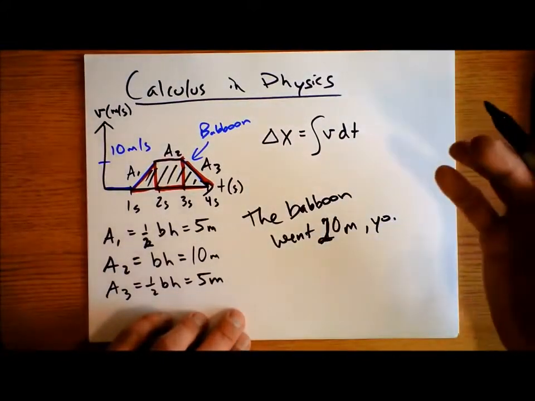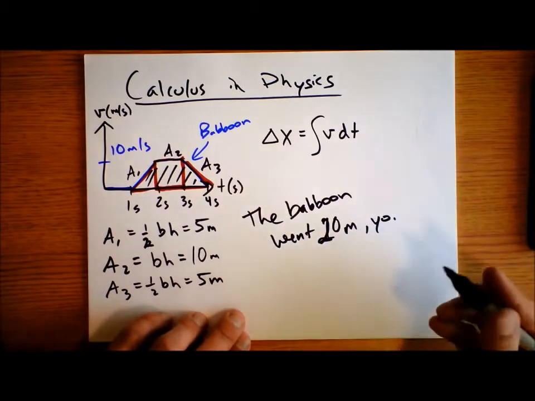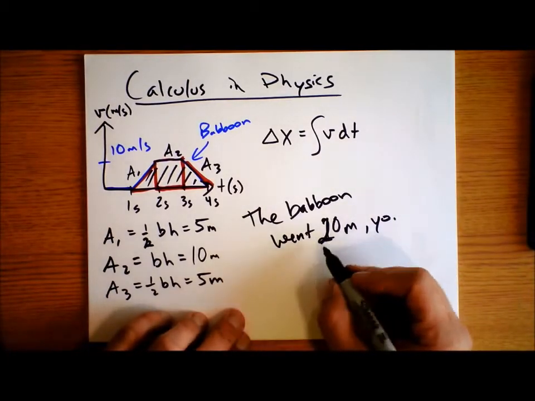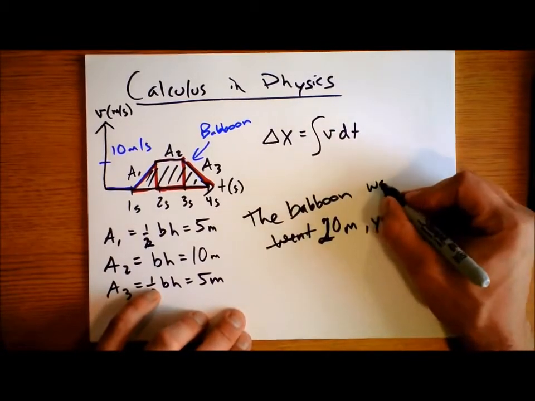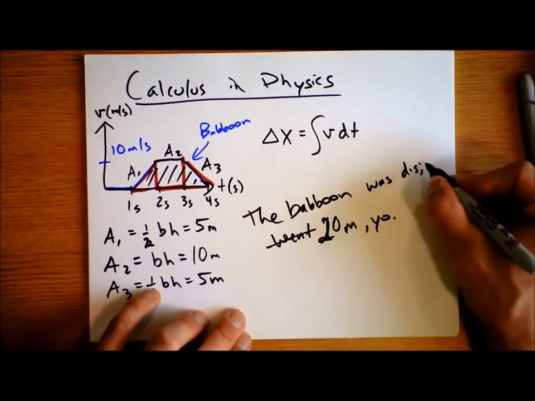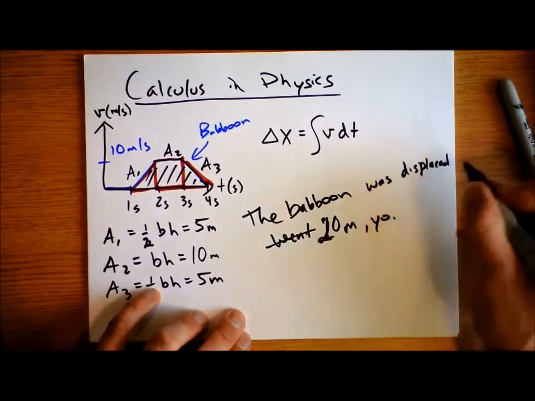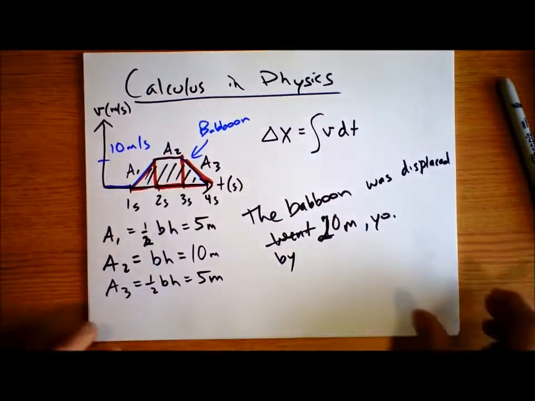Those are initial conditions that we don't know. All we know is that it was displaced. So maybe we should change this to say the baboon was displaced by 20 meters. Yo, okay, so that's great.